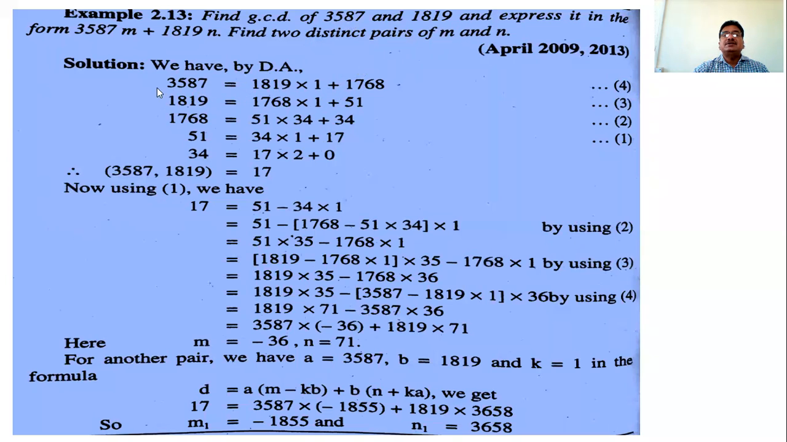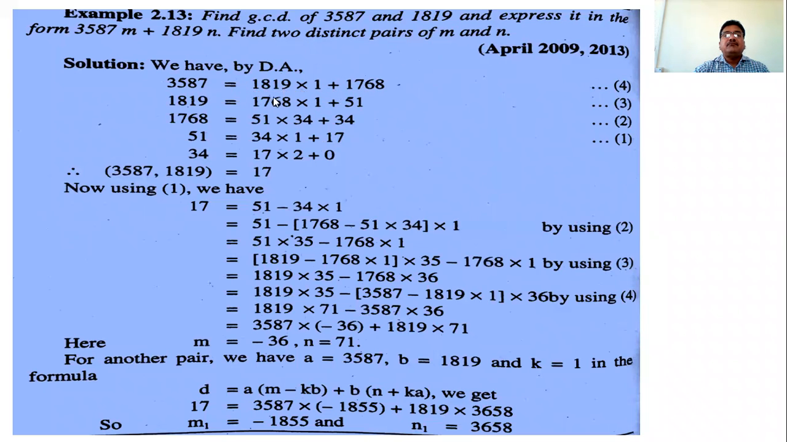The largest number is 3587, so divide this number by the smallest number, 1819. The quotient is 1, and the remainder is 1768. So this is the remainder and this is the quotient.